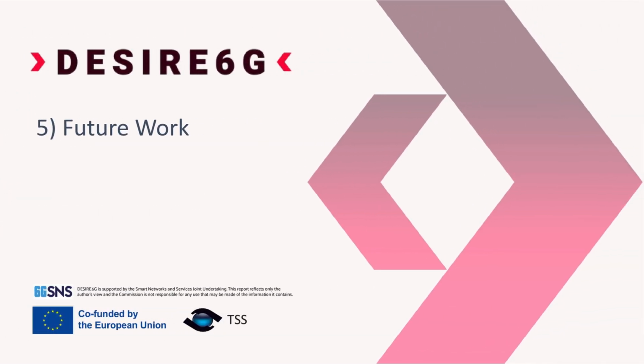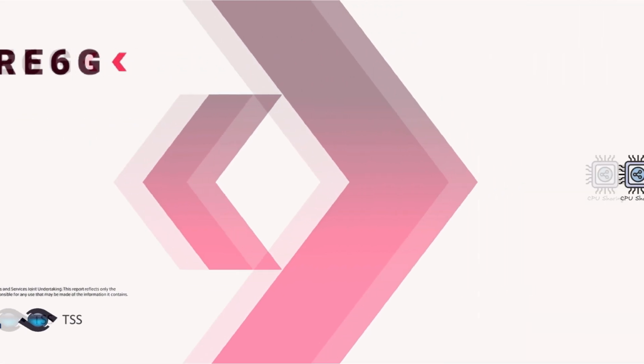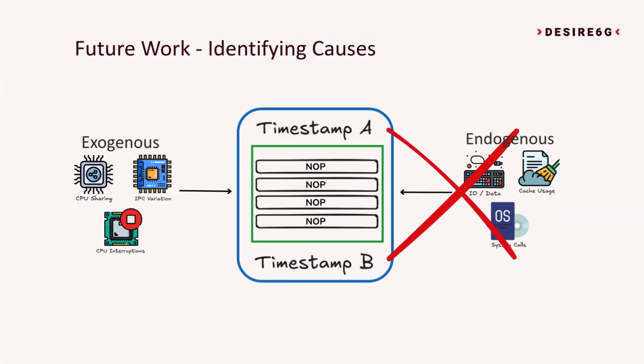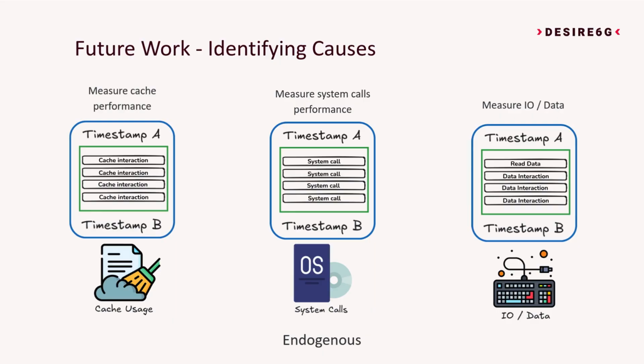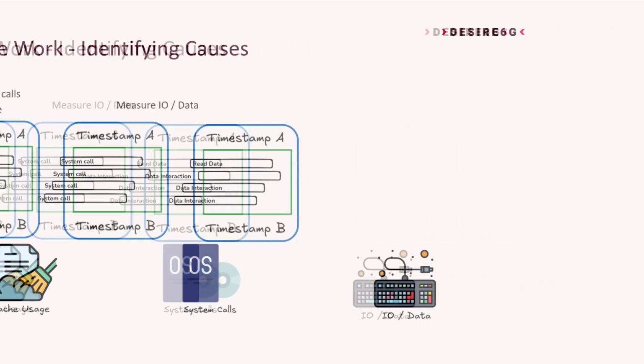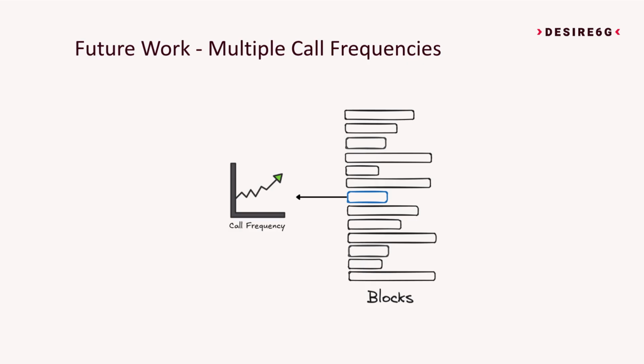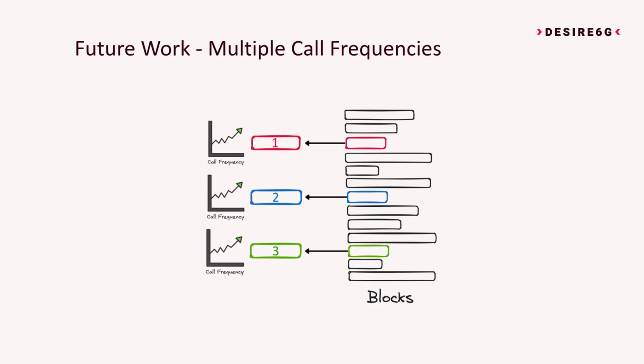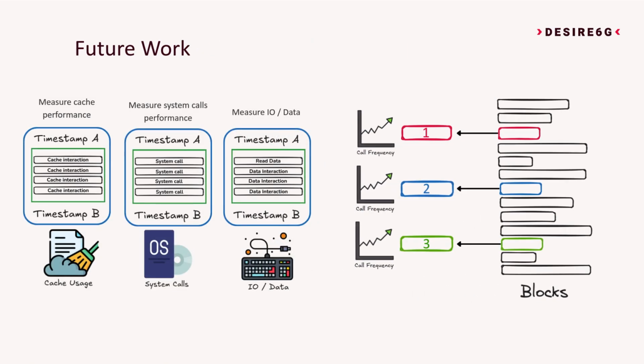Let's wrap up this demonstration by looking at some possible directions for future work. Earlier, we noted that because of the nature of NOP instructions, execution time cannot capture variations caused by endogenous factors. A possible future extension would be to design multiple reference blocks tailored to measure and detect stress linked to specific endogenous factors, such as cache behavior, system calls, or data dependencies. Similarly, with call frequency, instead of relying on a single measurement, we could patch multiple blocks and monitor them in parallel to identify choke points or pinpoint specific performance variations. Together, these improvements would provide a more complete picture of performance changes and enable finer-grained diagnosis of their root causes.